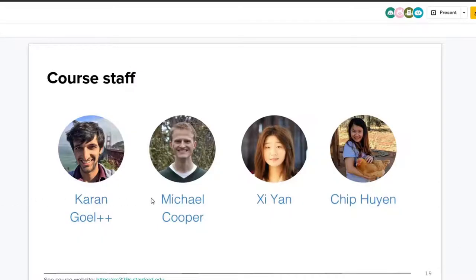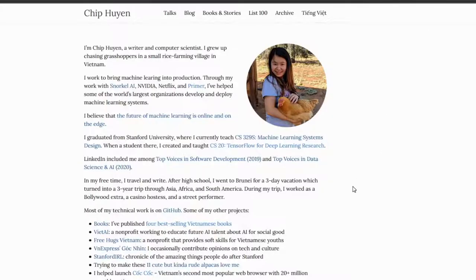Core staff, Karen, Michael, and C, I think they are Stanford graduate students. Xi Ping is the instructor. She's a software engineer at Snorkel AI and I think NVIDIA before that. She's from Vietnam. Her background is very interesting.